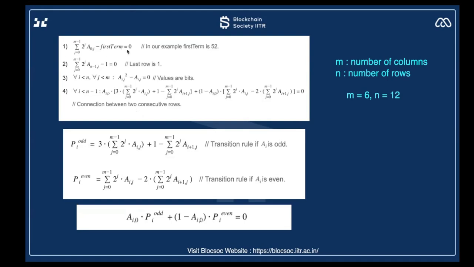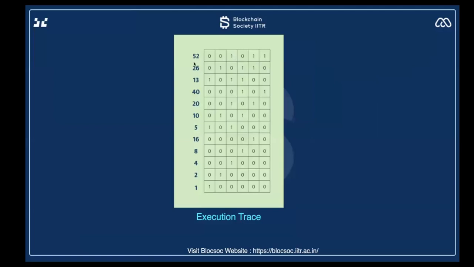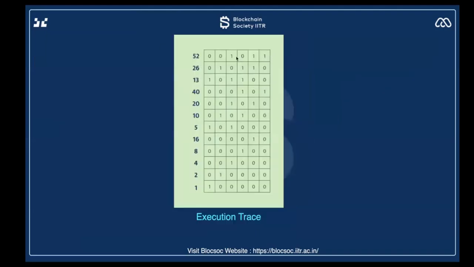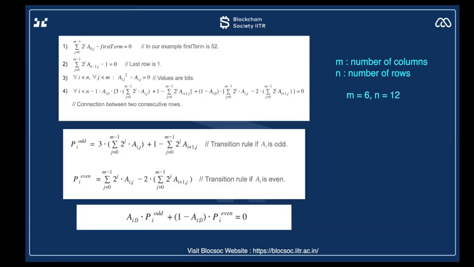The first constraint is simply telling that the first term is 52. You can see that this is a0,j. So a0 represents the first row of my execution trace, and j is my column number. It's nothing but the expansion of this bitwise representation into decimal form. So it's telling that when I expand it to decimal form and subtract the first term from it, then I would get 0. So it's equivalent to saying that my first term is 52.